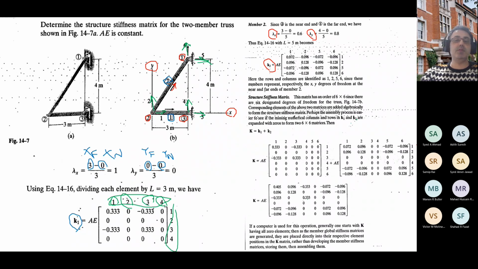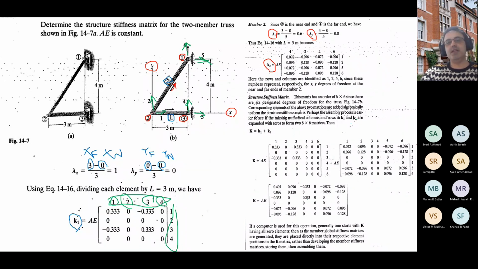Node number 1 is the far end, and node number 2 is the near end. So for the near end, node 2, you need to write xf minus xn, which is 3 minus 0. And for lambda y, you need to write yf minus yn, which means y in node 1 minus y in node 2, so far end minus near end. If you calculate lambda x and lambda y, you can put them in this formula and come up with K2, the 4x4 stiffness matrix for element number 2.